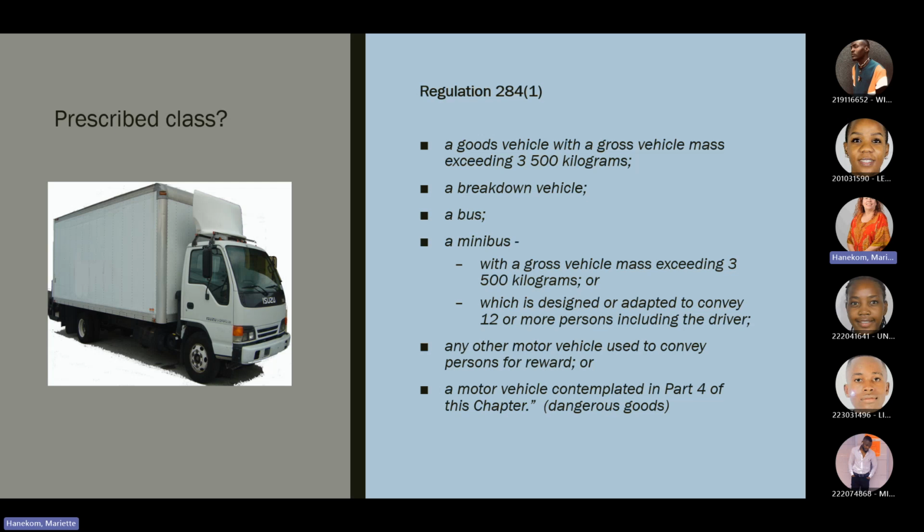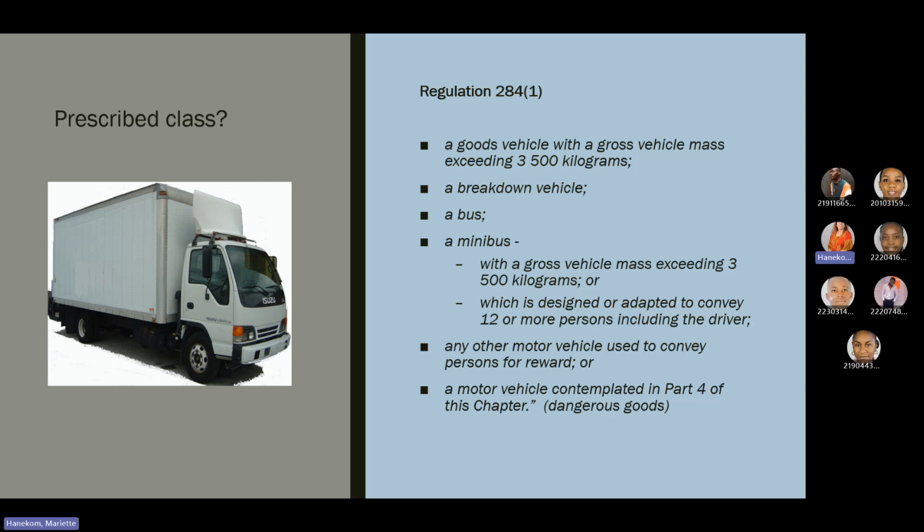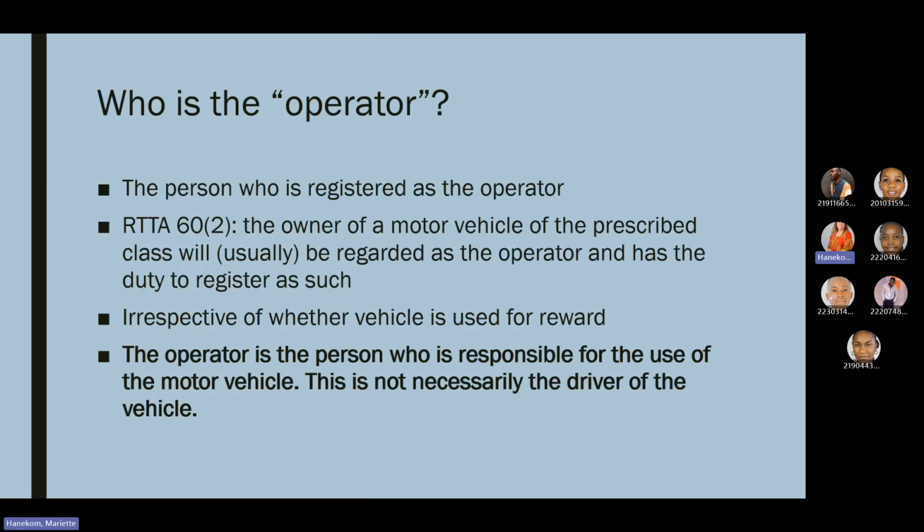So now we still need to narrow it down. We now know which classes of motor vehicles we're referring to, but we still need to narrow it down. All we know so far is there's these certain categories of motor vehicles where an operator must register. But we're still trying to figure out exactly who this person is, who is the operator, who must register.